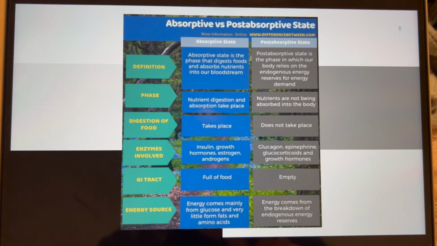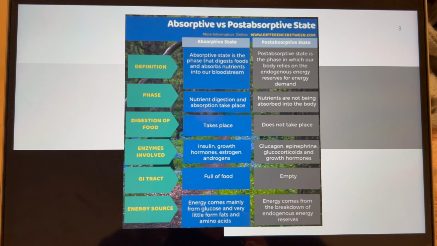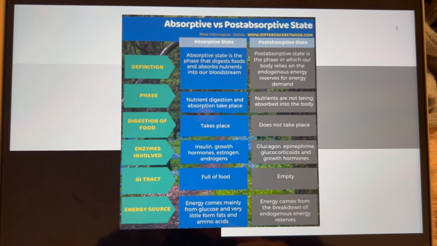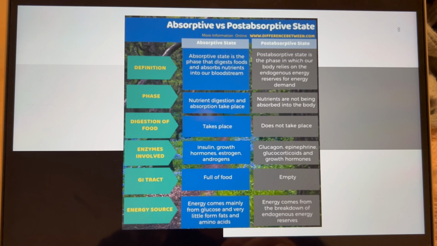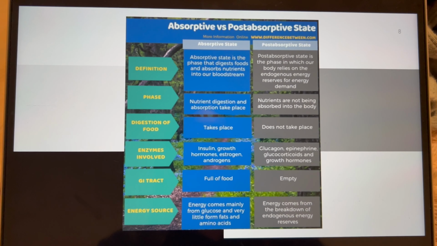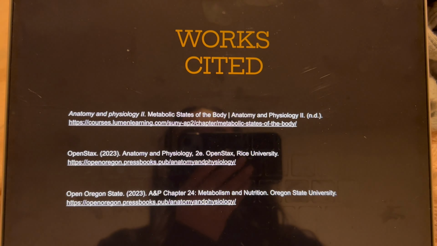Here it breaks down a little more, like digesting food, enzymes, the GI tract, and storage. So I thought it would be helpful to put that in there, and this also provides a great definition to explain what each of those are and what happens in those phases of different states of metabolism.